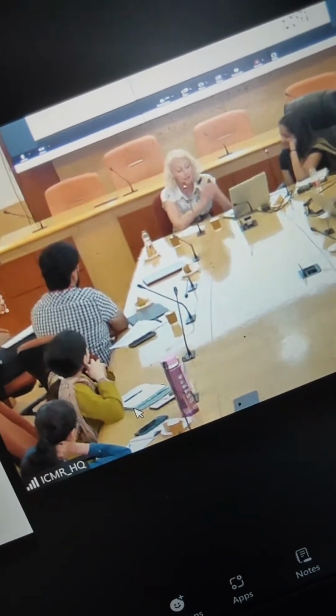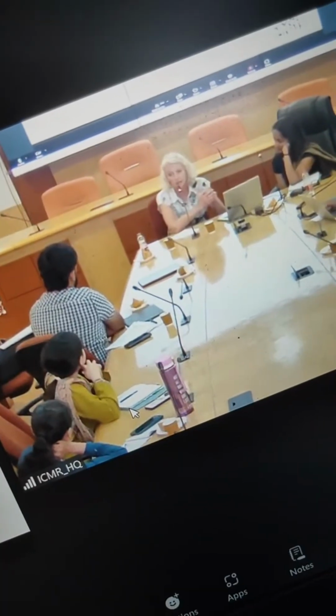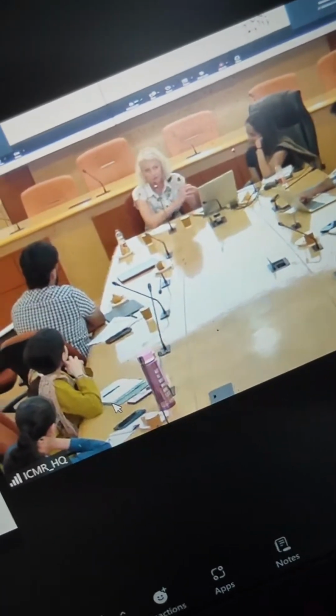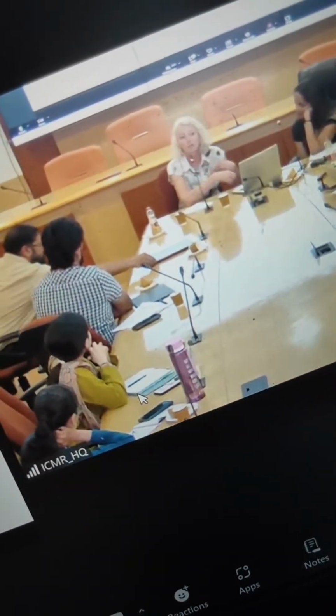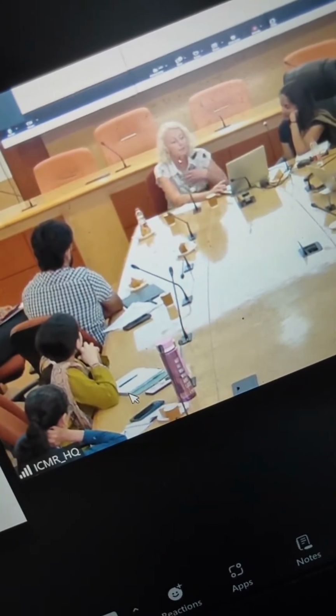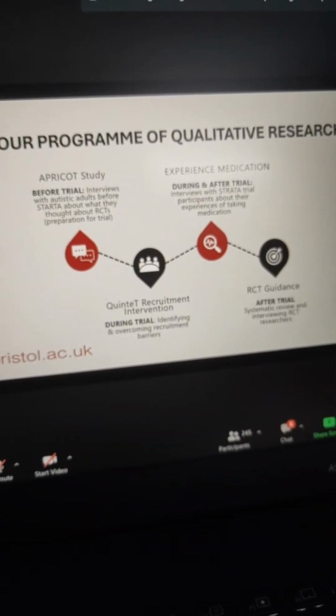So we embedded a program of qualitative research throughout the entire life course of STARTER. We wanted to understand what recruitment barriers might be, and we wanted to try and help trial conduct so we could successfully recruit. So this was our program of qualitative research. We did some work before the trial was actually designed and before it was implemented. This was called the APRICOT study.